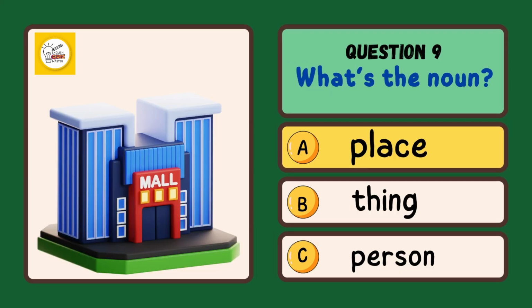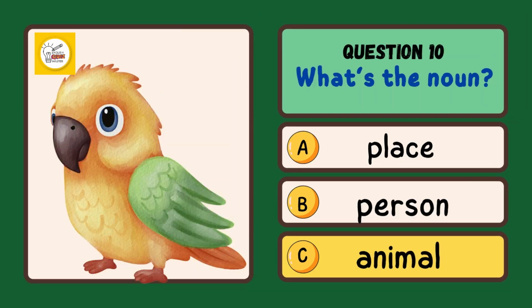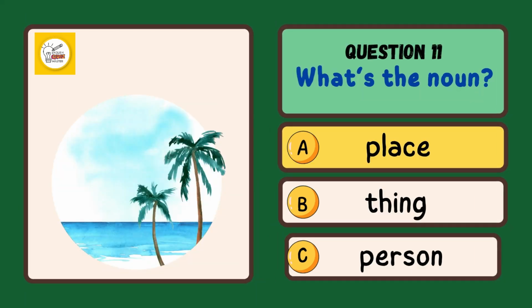Question number 9. The correct answer is A. Place. Question number 10. The correct answer is C. Animal. Question number 11. The correct answer is A. Place.